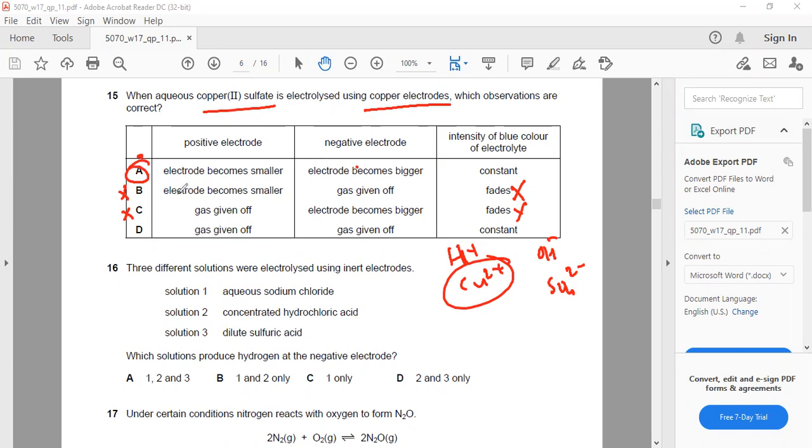And the other electrode becomes smaller because copper dissolves. Copper anode dissolves if both are made of copper, and the color does not change.